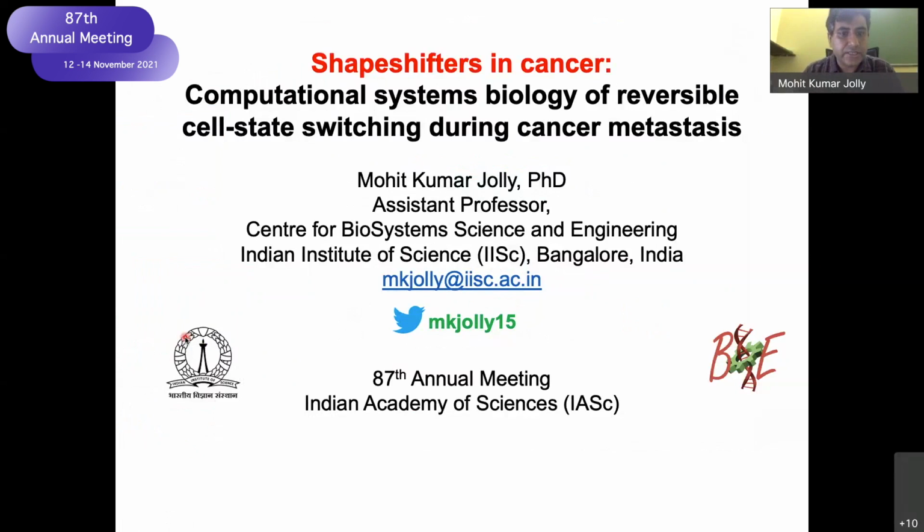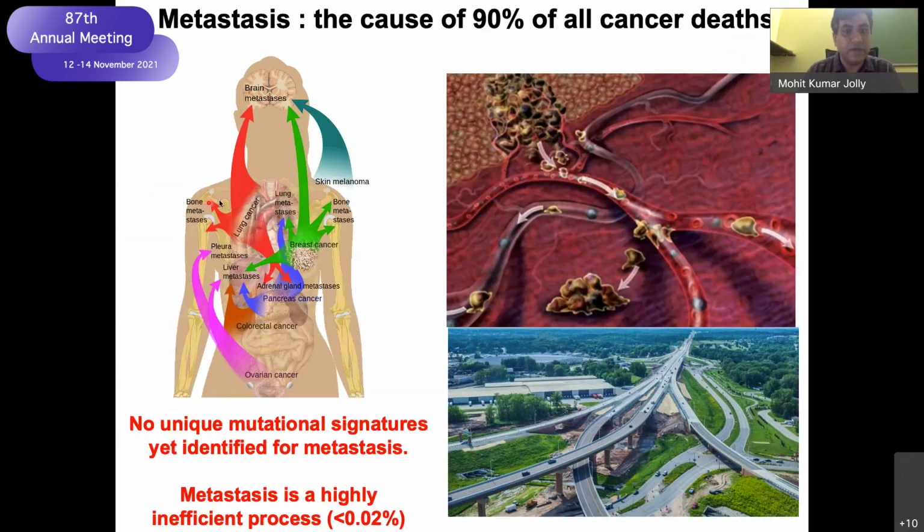Today I'll be sharing some of the work we have been doing at the interface of cancer biology and computational systems modeling, applying concepts from nonlinear dynamics to understand how cancer cells are able to metastasize to different organs. Metastasis, as many of you may know, is the process through which cancer cells spread from one organ to another, largely through the blood vessels in the body. It remains a clinical challenge. It causes more than 90% of all cancer-related deaths.